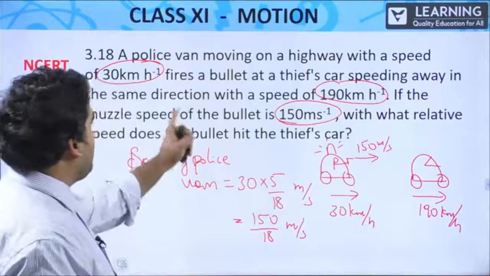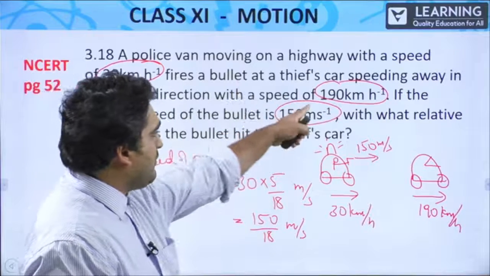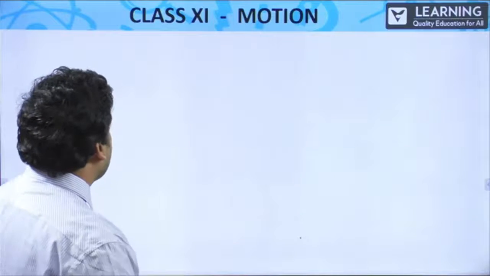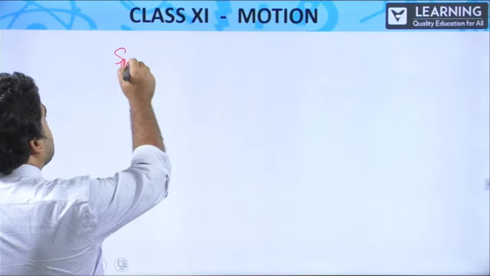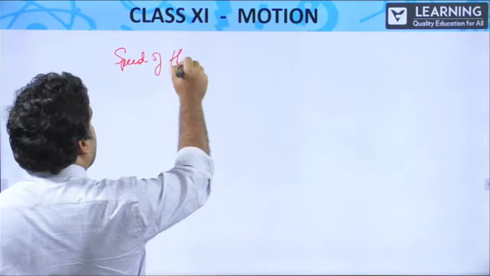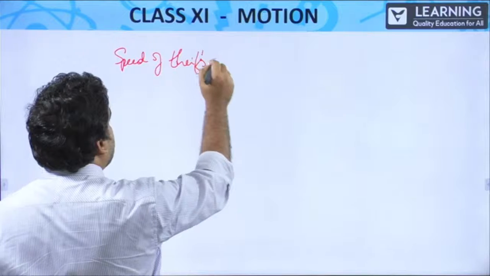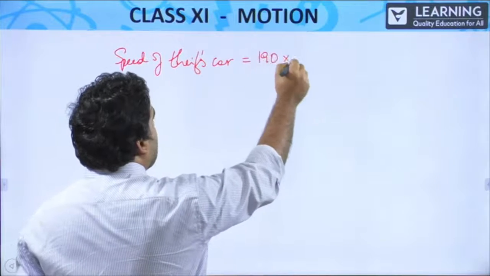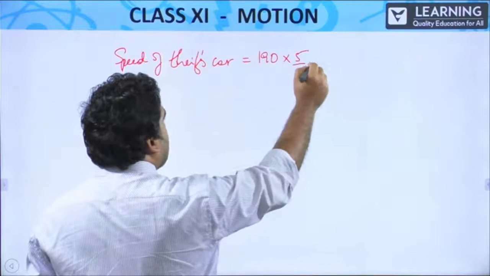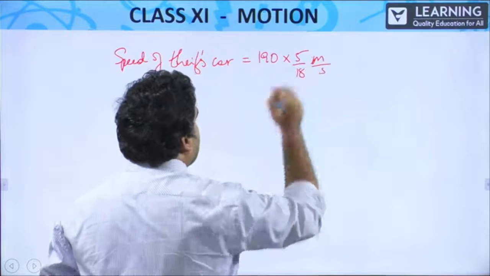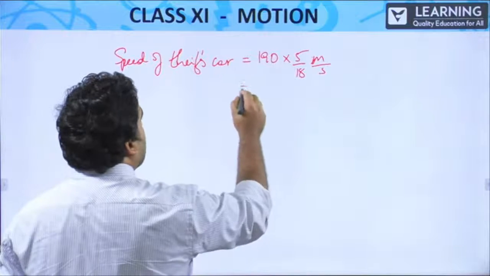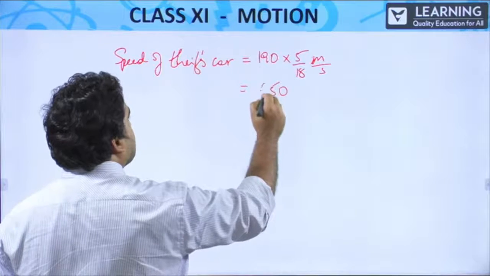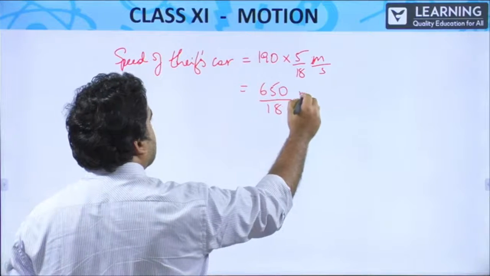Next, similarly, the thief's car, which is 190 km per hour converted to meter per second. So speed of thief's car is equal to 190 times 5 by 18 meter per second, which is 950 by 18 meter per second.